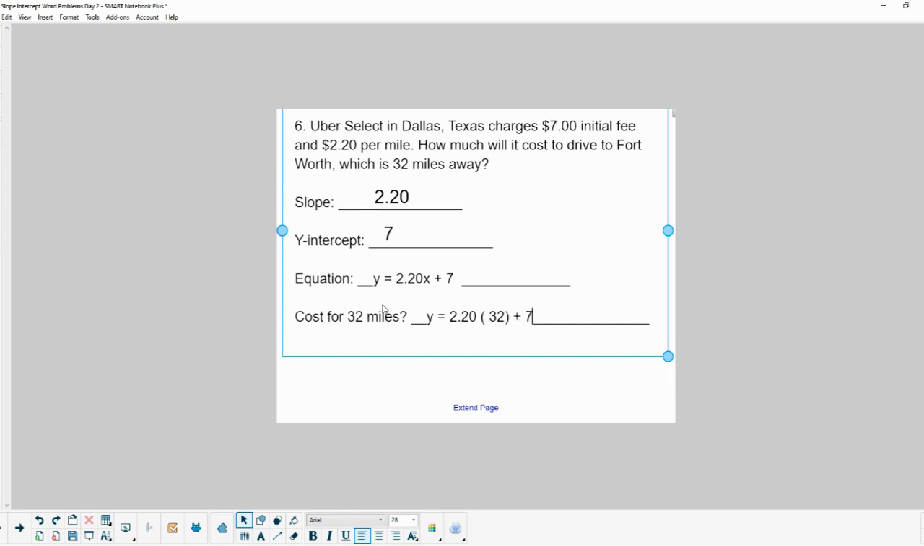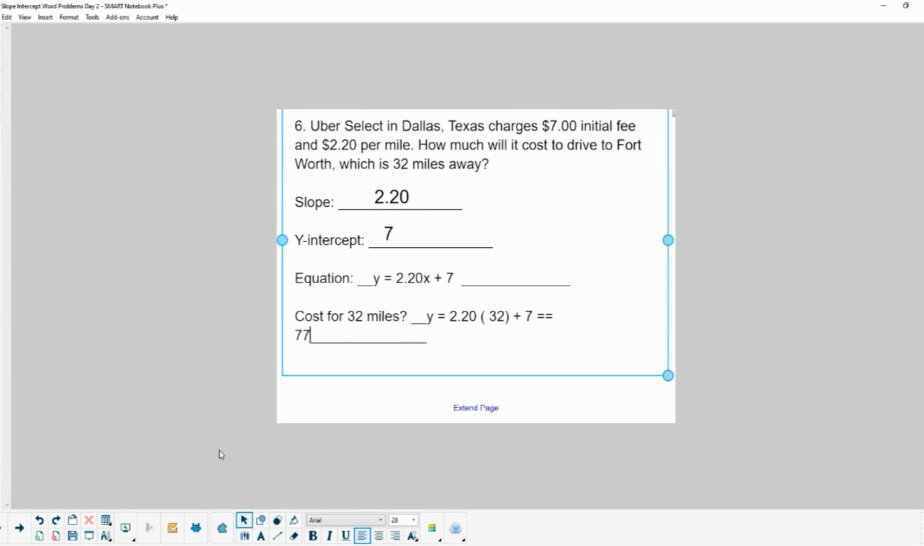plus 7. So 2.20 times 32 is $70.40 plus 7 comes out to be $77.40. So that's your fee to get hauled from wherever, maybe the Dallas airport over to the football field to be able to watch the football game or something.